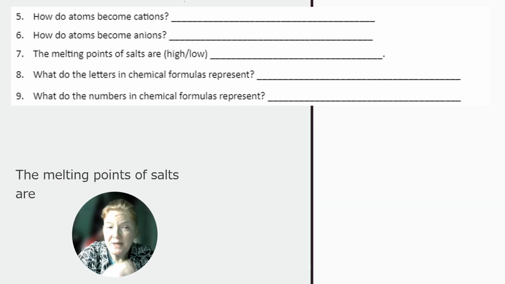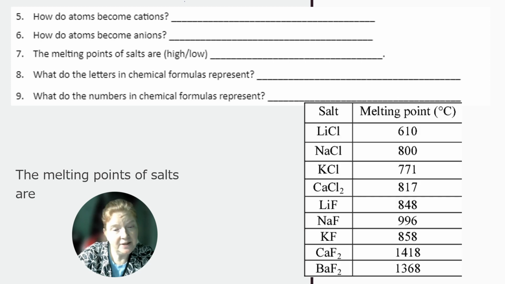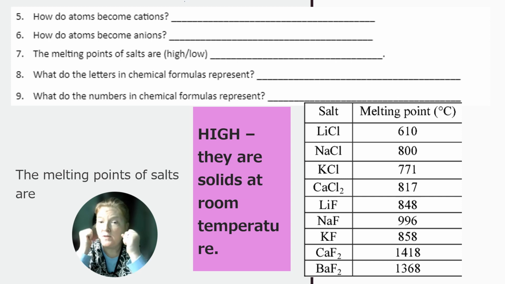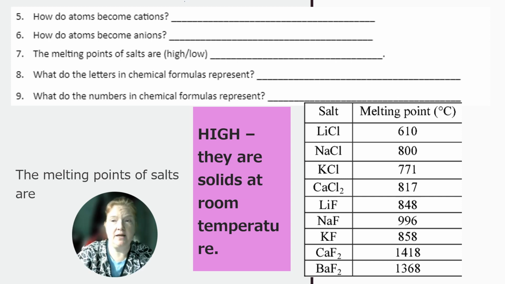The melting points of salts are, let's have a look. Here's a list. What do you think? High. They're solids at room temperature, and they have such strong attractive forces between those positive ions and those negative ions.